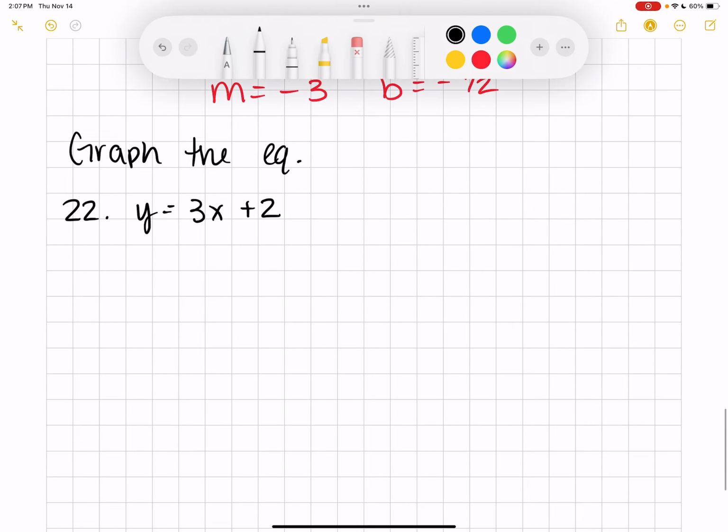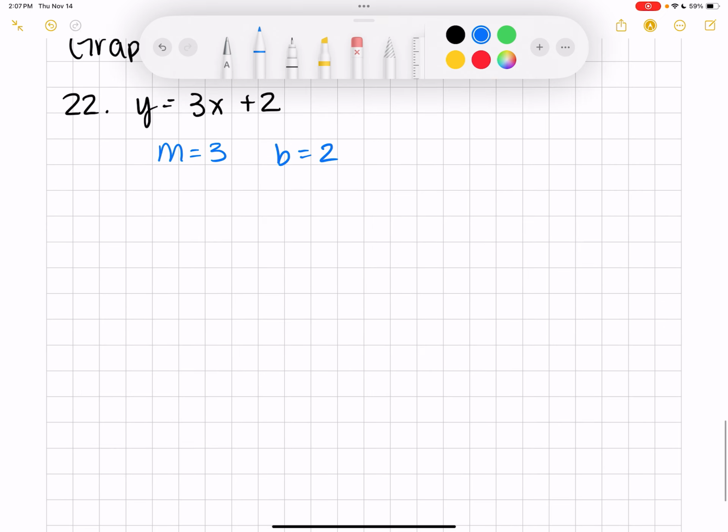So is this in slope-intercept form? Because that's step 1. Yes. So I need to find my slope and my y-intercept. What is that? The slope is 3. The y-intercept is 2. Yep, y-intercept is 2. So I'm going to set up my graph.